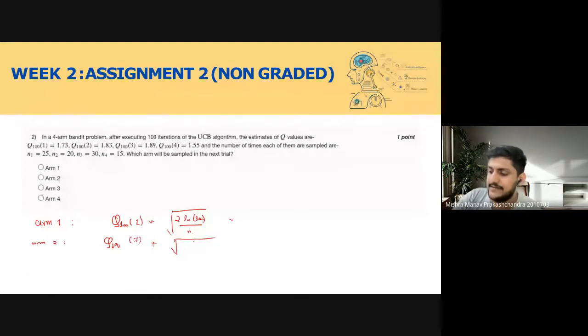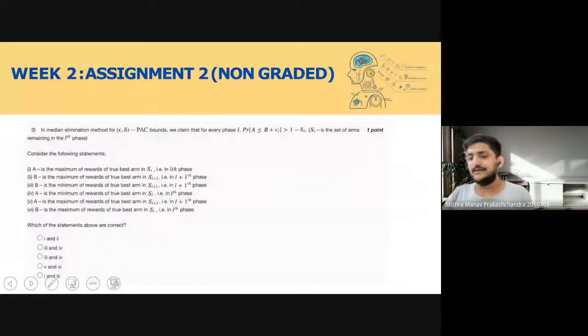ln of 100 divided by n of 2. And I do that for arm 3 and 4, and whichever of these quantities is the highest, I basically pull that arm. This is the standard UCB1 algorithm. So if you do the computation, you will get the answer as arm 2.